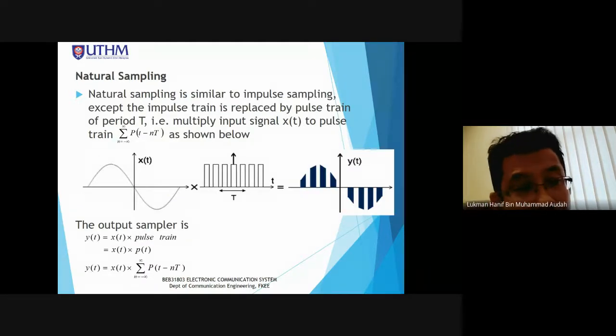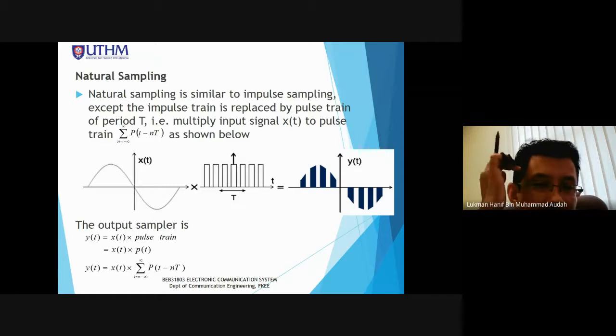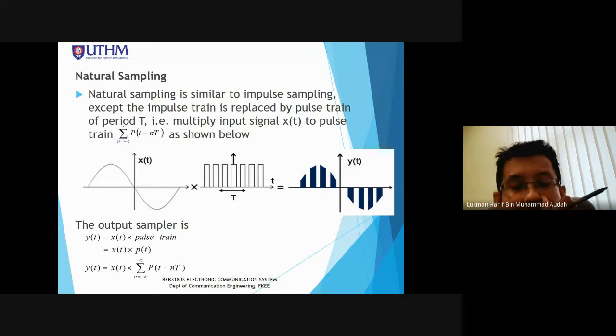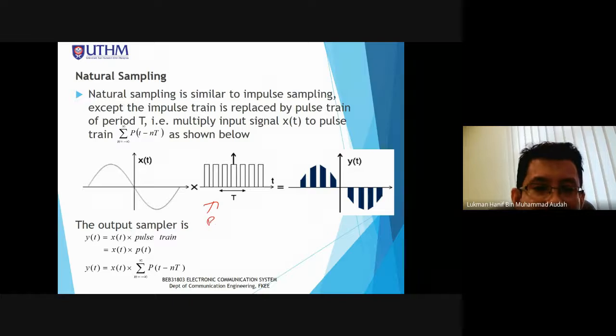Kaedah yang kedua adalah natural sampling. Natural sampling dia seperti impulse sampling, tetapi dalam kes ini kita darabkan dengan rectangular. We multiply with the rectangular pulses.